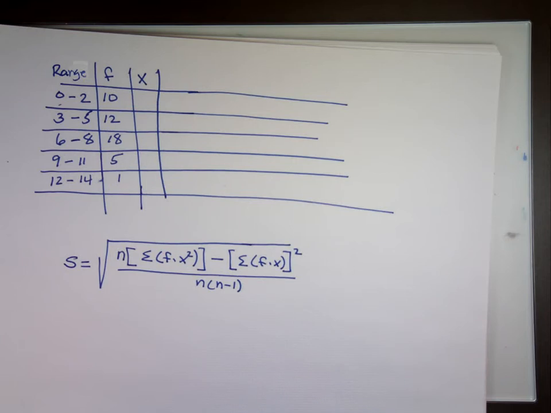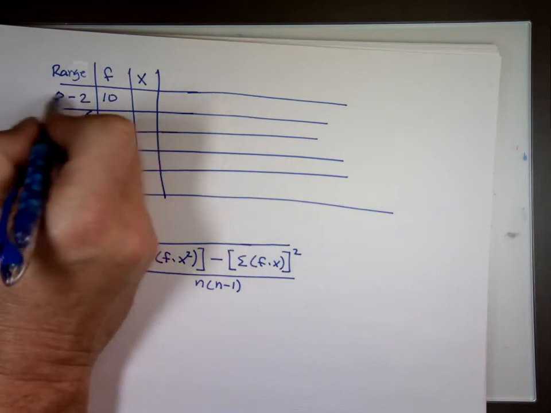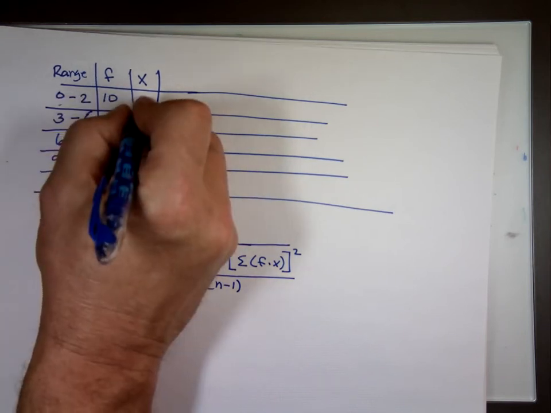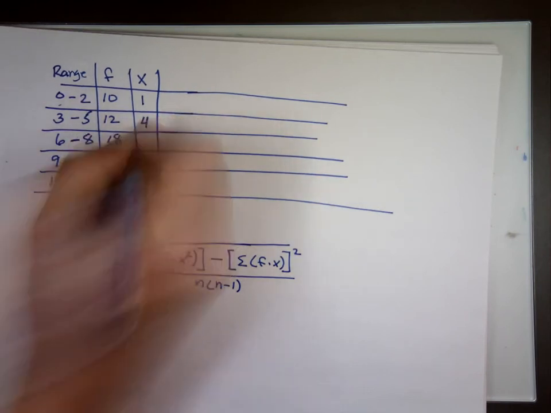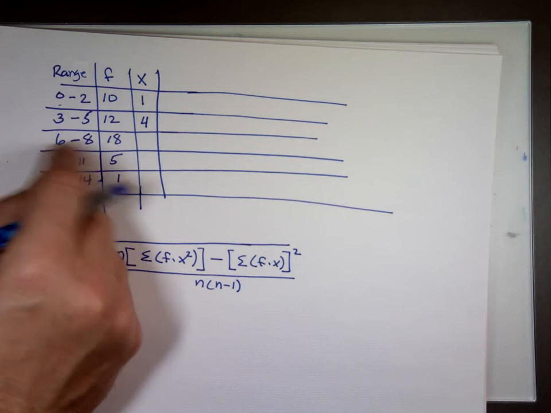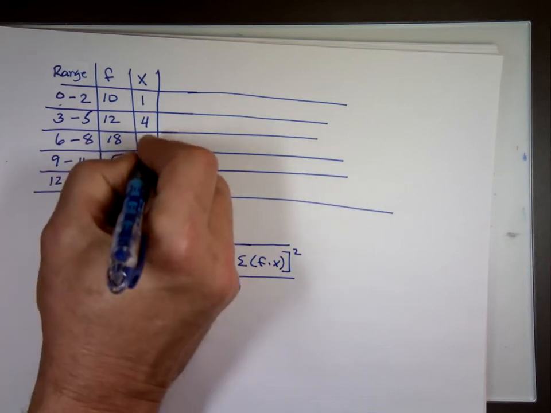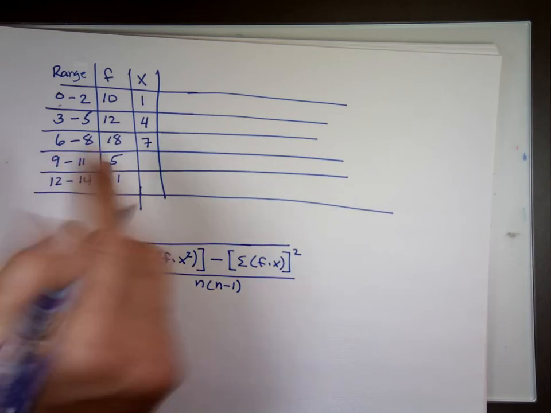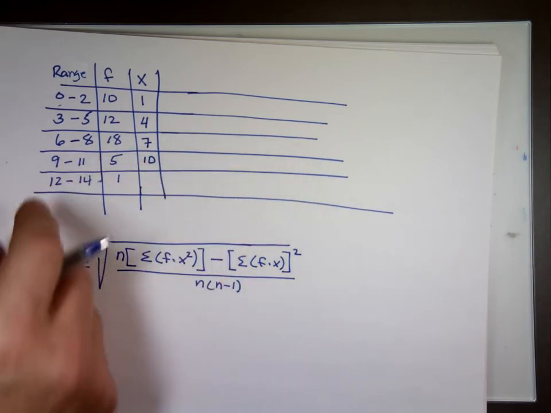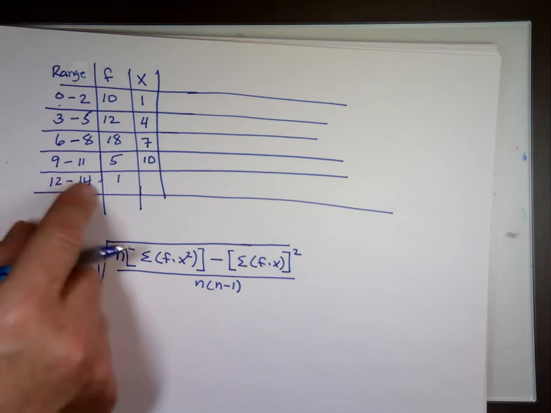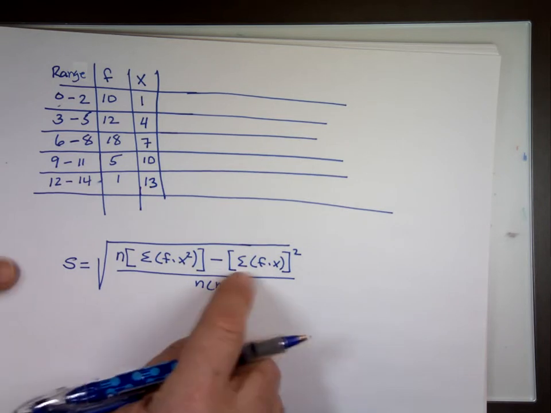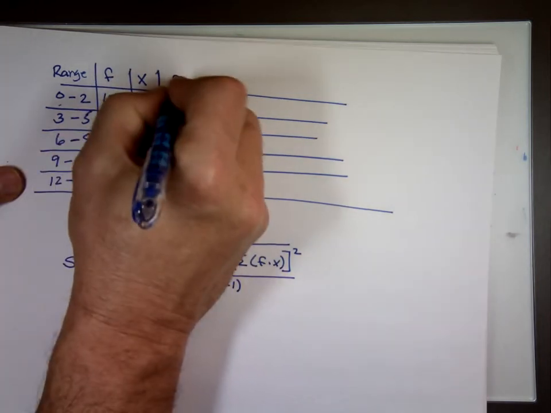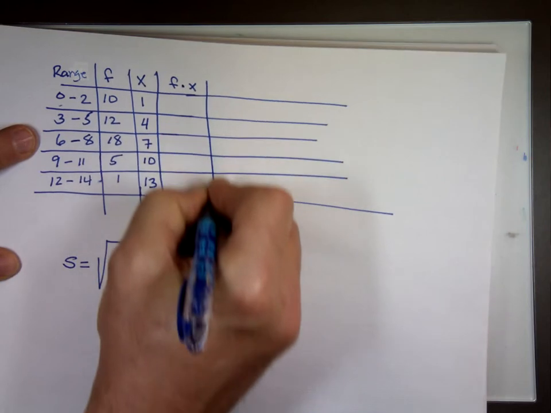Yep, the midpoint. For 0 and 2, the midpoint is what? Add them and divide by 2. That's a 1. The midpoint, 5 and 3, 8, divided by 2, 4. The midpoint, 8 and 6, 14, divided by 2 is 7. The midpoint, 20 divided by 2 is 10. The midpoint, 26 divided by 2, 13. If you look at this equation, I need two columns. I need one that has f times x, and I need one that has f times x squared.